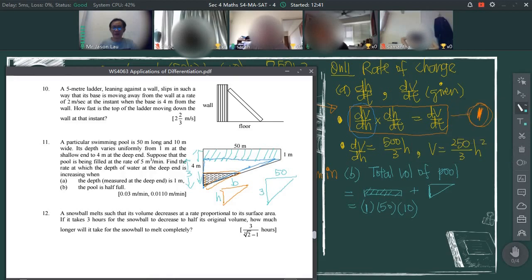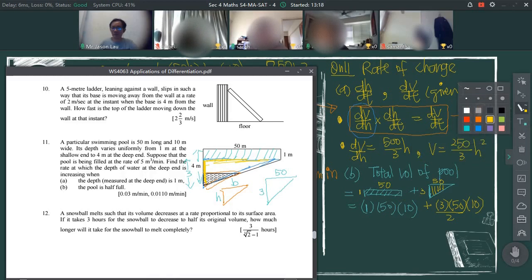The second part is a triangular part, triangular face. So this one is your 3, the depth, times 50, the base 50 here. The depth is 3. Then times 10, and here by 2 because it's half times base times height. Yeah, so you get 3 and 50. Here is 1 and 50 times 10, because of the volume, the width is 10 meter.